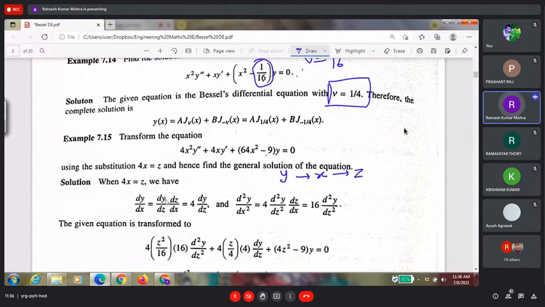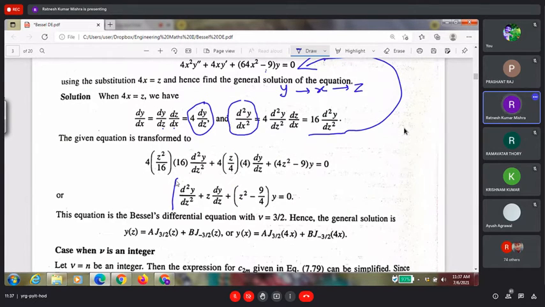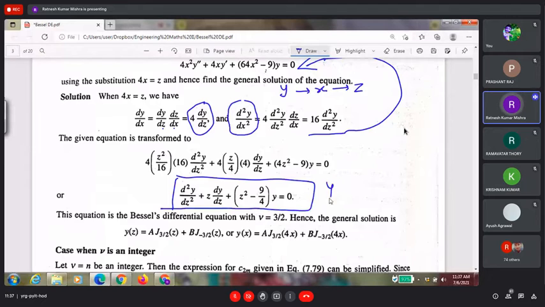So dy by dx is differentiate y with respect to z and differentiate z with respect to x. So by the chain rule, we can find dy by dx is 4 dy by dz. Similarly, we can find d2y by dx square, this one. All the values substitute here. After substitution and simplify, you can find this one, that is, y double dash plus z y dash plus (z square minus v square) y equal to 0.